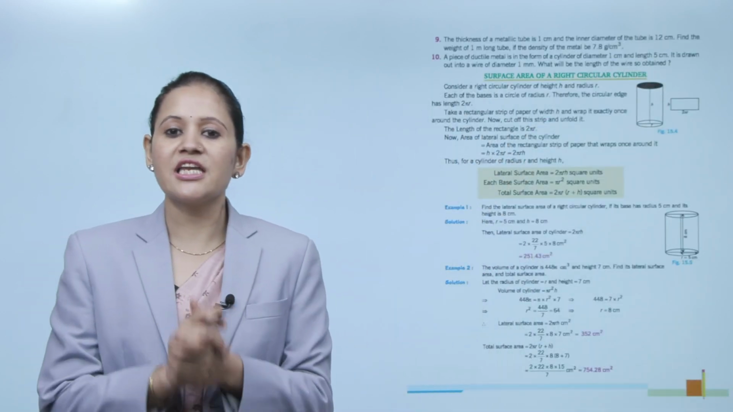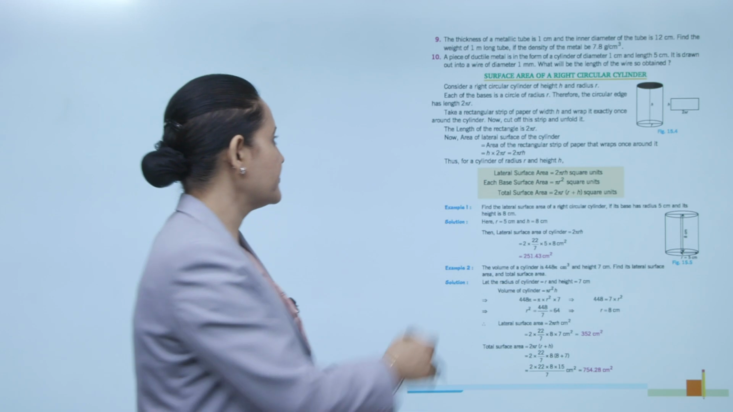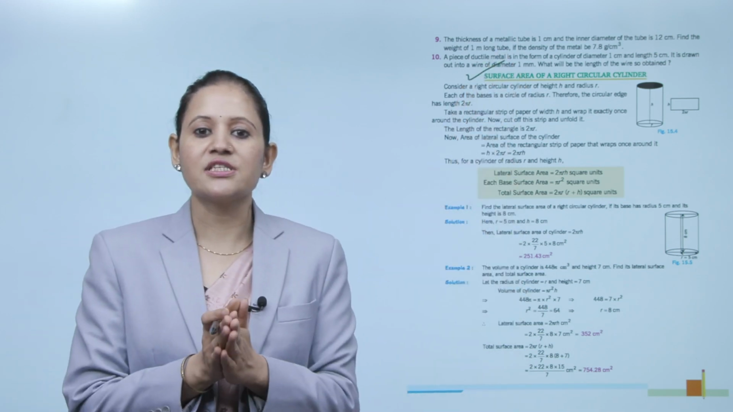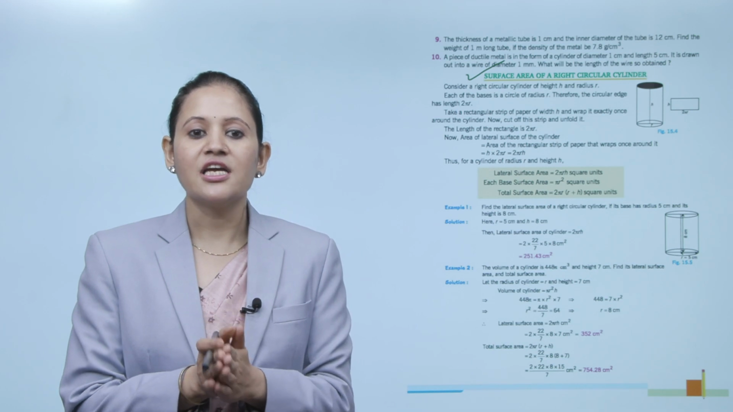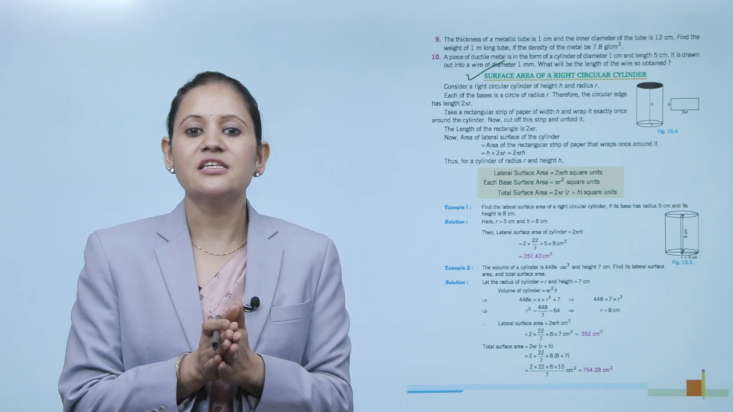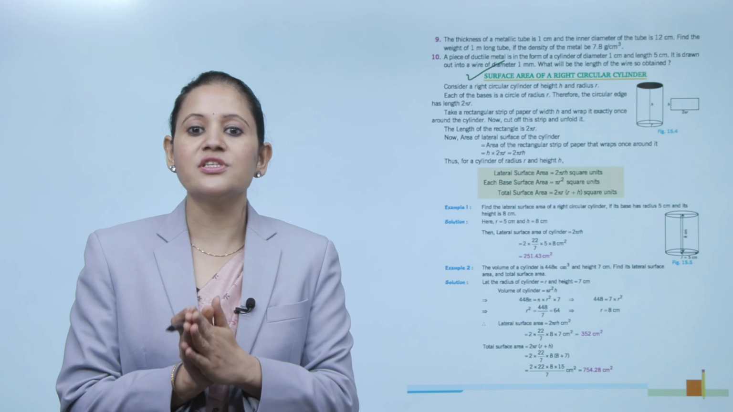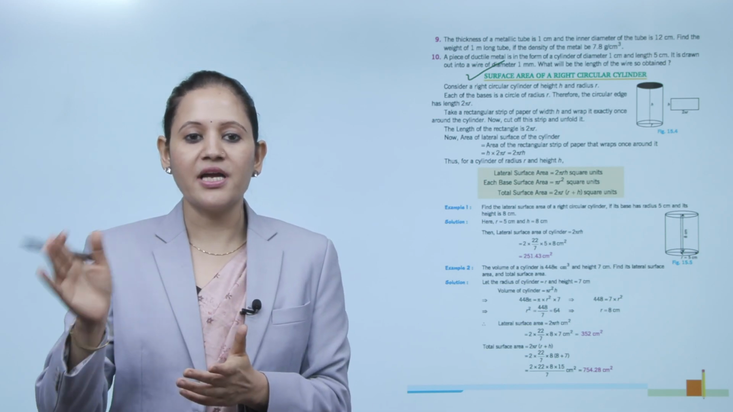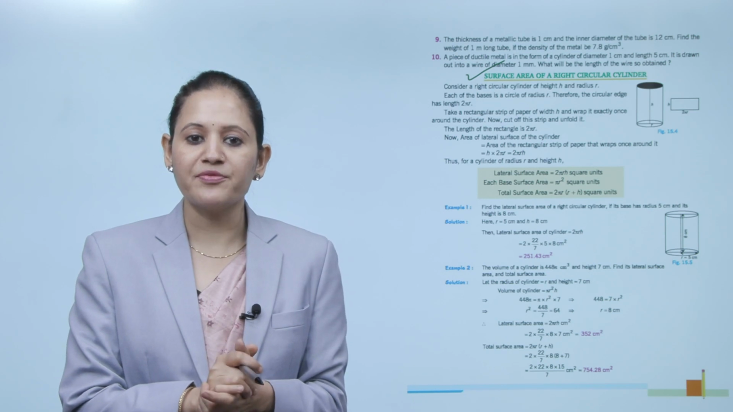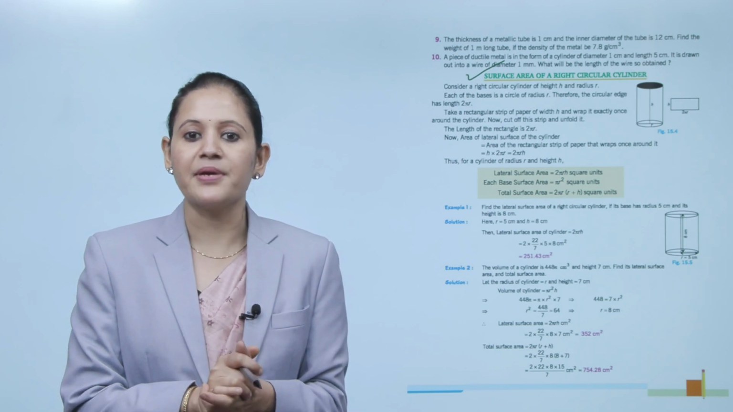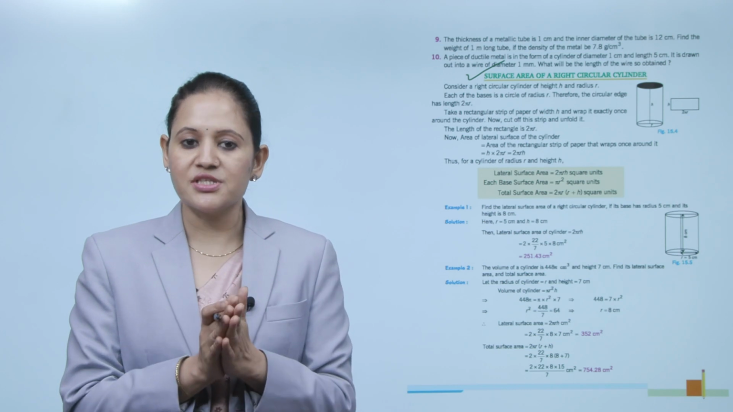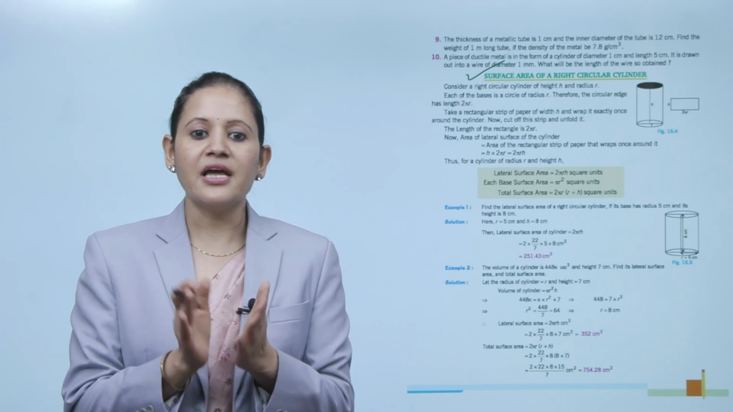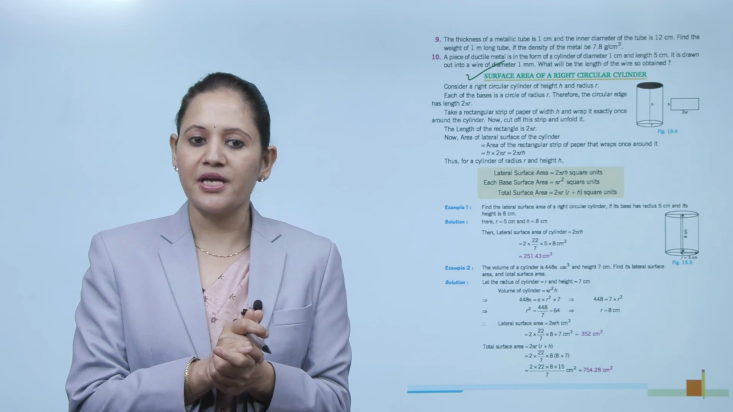Next is surface area of the right circular cylinder. Consider a right circular cylinder of height h and radius r. Each of its bases is a circle of radius r. Therefore, the circular edge has the length 2 pi r. Take a rectangular strip of paper of width h and wrap it exactly once around the cylinder. Now, cut off the strip and unfold it. The length of the rectangle is 2 pi r.